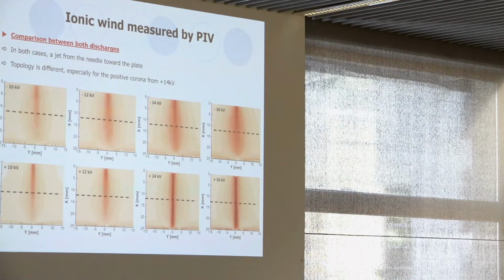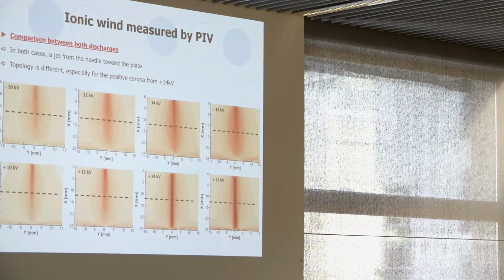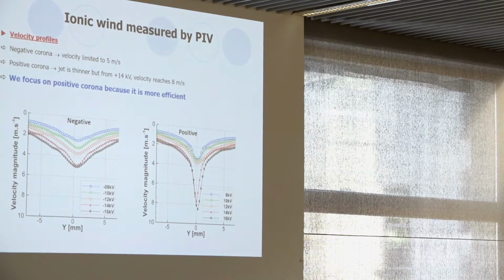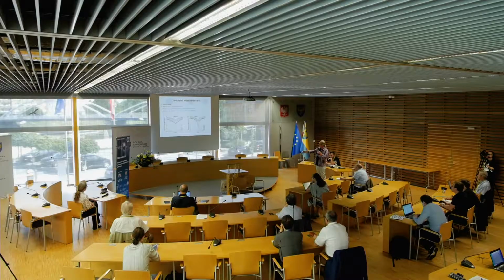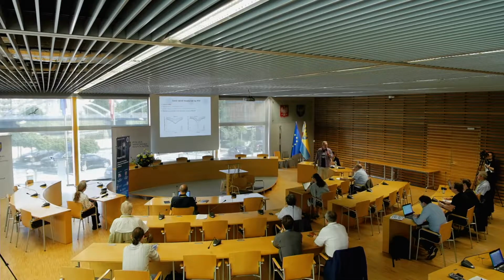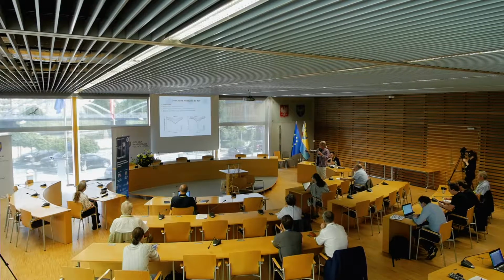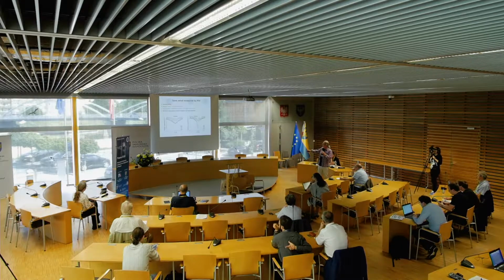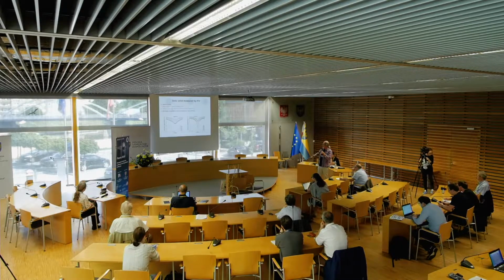If we plot the velocity profile midway between both electrodes, we see this type of profile in the case of a negative corona, and here in the case of a positive corona. For the negative corona, the velocity is limited to about 5 meters per second. With the positive discharge, it is limited to about 4 or 5 meters per second for voltages up to about 12 kV. But from 40 kV in this case, the maximum velocity, which is obtained in front of the needle, suddenly increases. So the question is why?